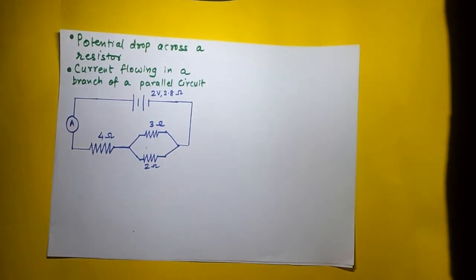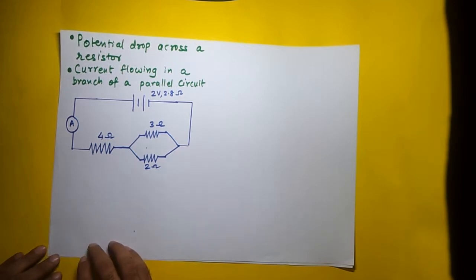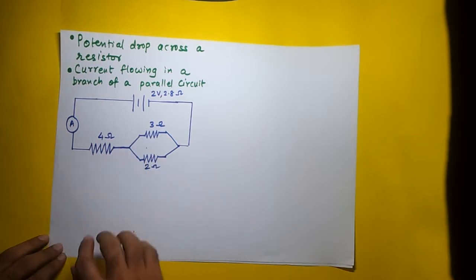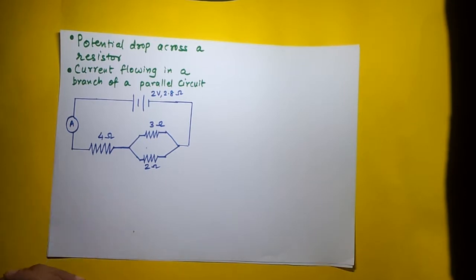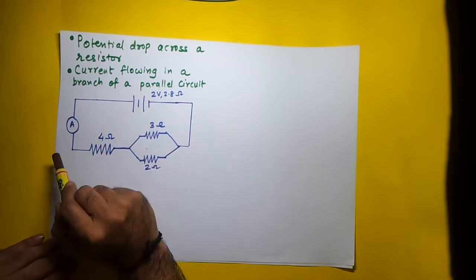Welcome back, and I'm doing a video on electricity here, and I'm going to talk about something which generally students have difficulty with when they are trying to solve a question on an electric circuit, right? And the two things that we're going to discuss are the potential drop across a resistor and current flowing in a branch of a parallel circuit.